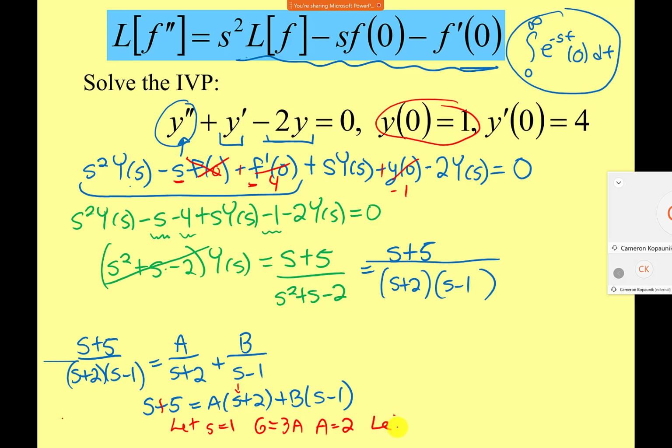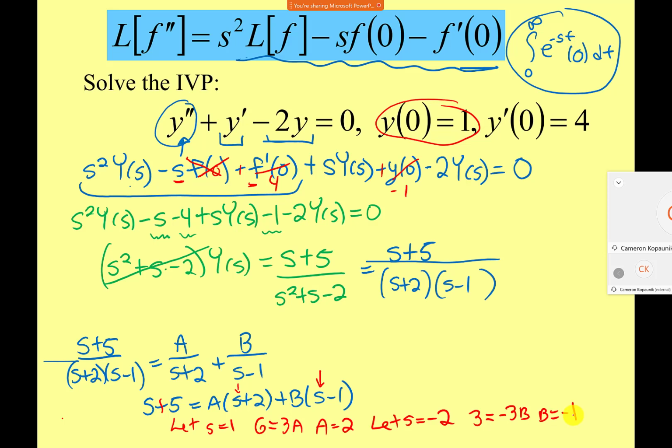Now let's let S equal negative 2 so we can zero out the A term and figure out what B is. So if we put in negative 2 plus 5, that's going to be 3 on the left hand side. Negative 2 will zero out the A. Putting a negative 2 in for B is negative 3B. So it looks like B is negative 1.